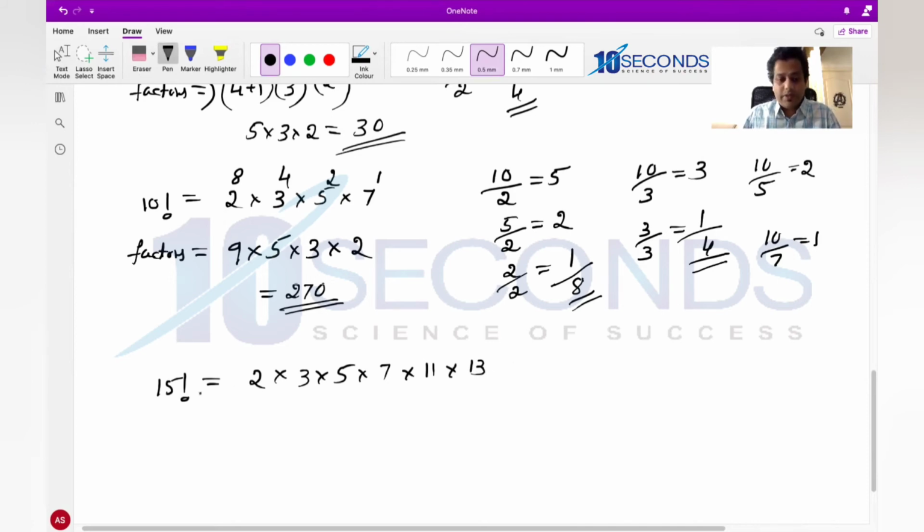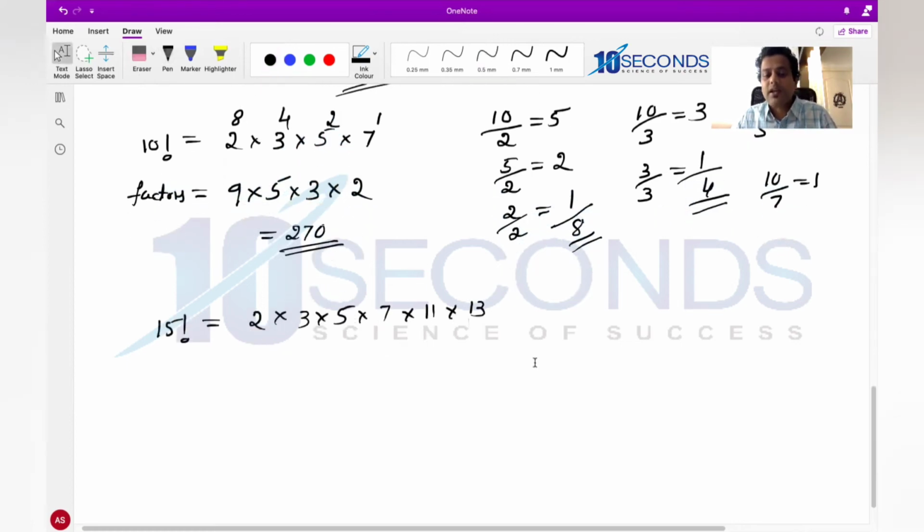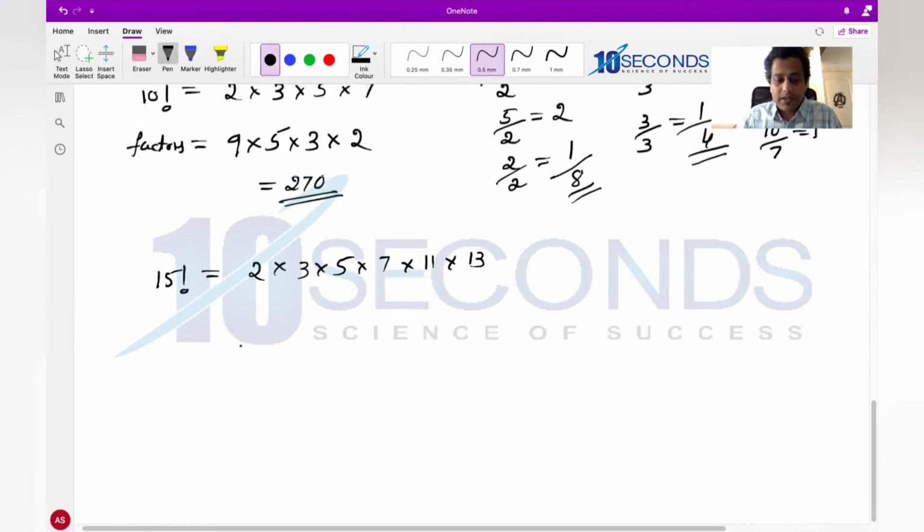Next is 17, but we are finding only from 1 to 15. So the primes are 2, 3, 5, 7, 11, 13. What is important is finding how many 2s, how many 3s, how many 5s there are. Okay, let's find it.